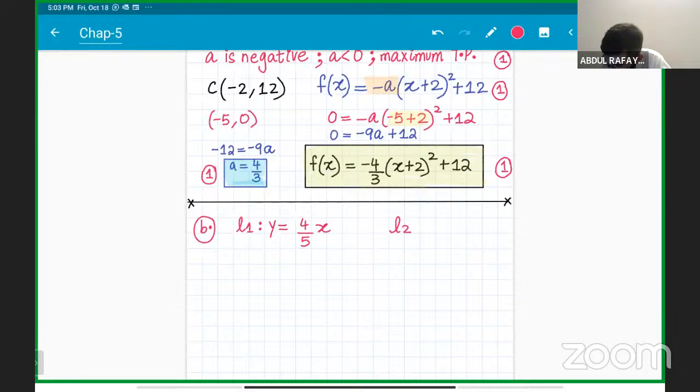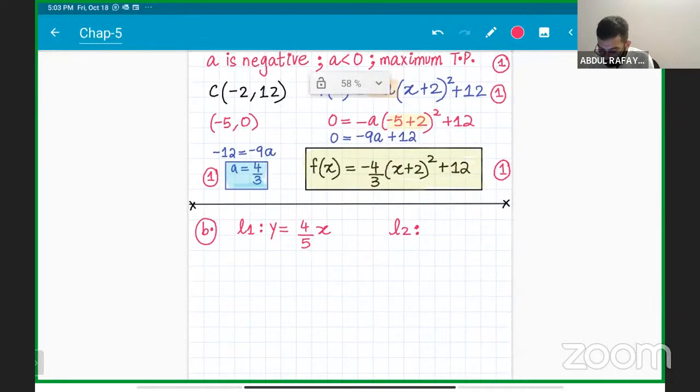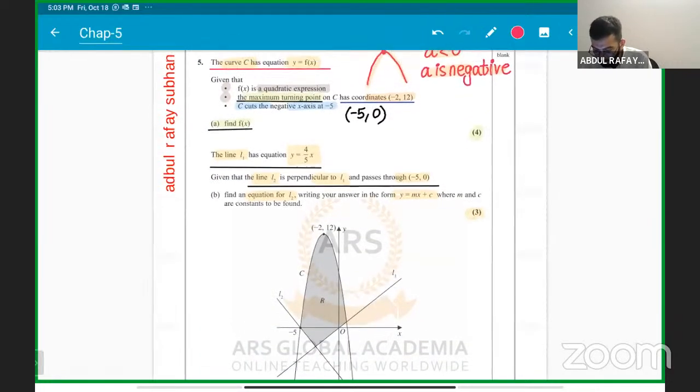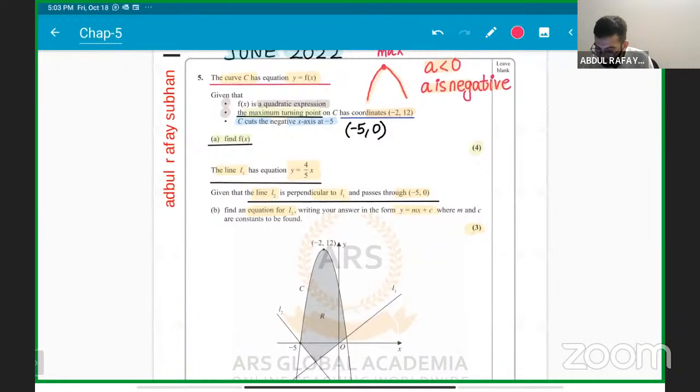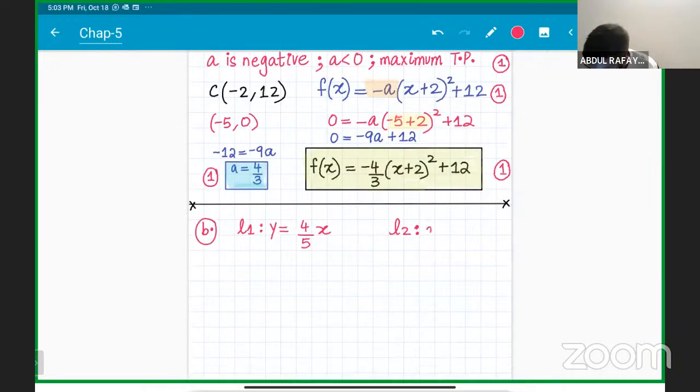And then line 2. Line 1 has the equation y is equal to 4 over 5x. So line 2 will have the gradient. What, students? The gradient of line 2 will be 5 over 4 with the negative sign, okay?